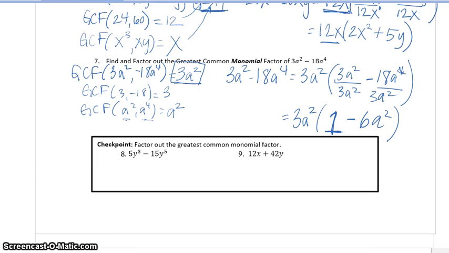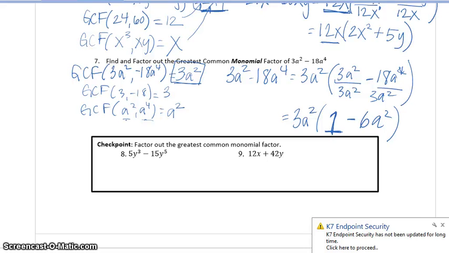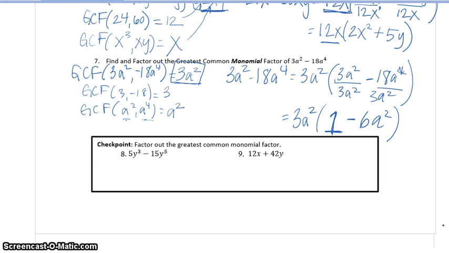So go ahead and do the checkpoint numbers 8 and 9, where you are factoring out the greatest common monomial factor. So again, you have to find and factor out that greatest common factor. And that is all you're responsible for tomorrow.